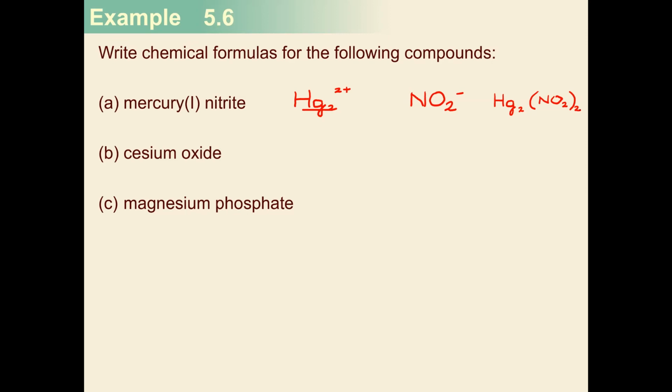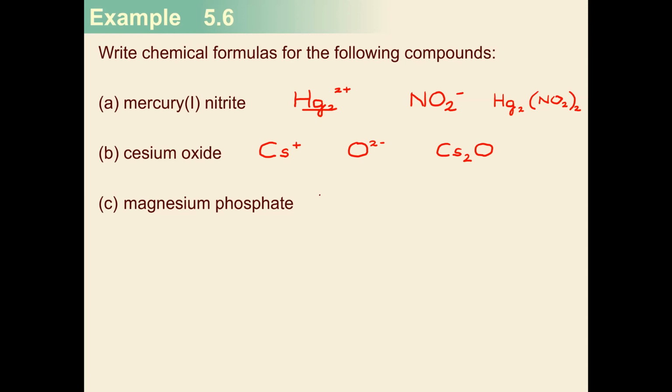Let us go ahead and look at our cesium oxide. Well, cesium is really nice because it is an alkali metal and it's always going to be +1. Our oxide is always going to be -2. So what is going to be my chemical formula? Well, I need 2 cesiums in this case, so I will get Cs2 and I will get my 1 oxygen, and it is Cs2O.